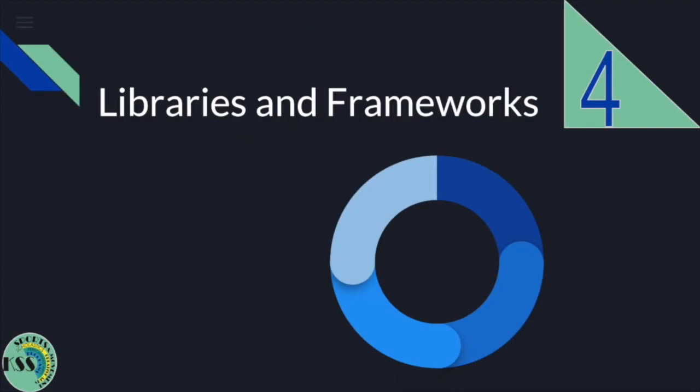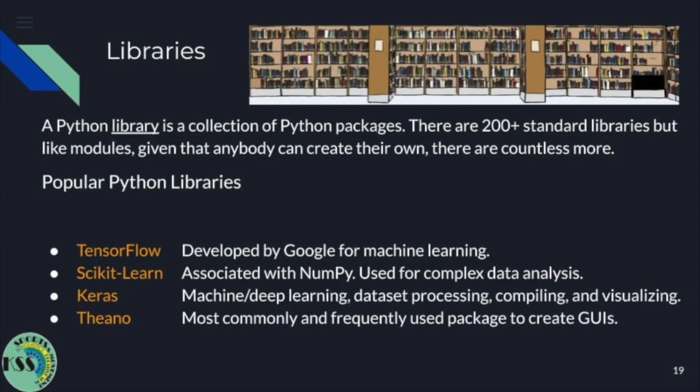Libraries and frameworks. Libraries. A Python library is a collection of Python packages. There are over 200 standard libraries, but like modules, given that anybody can create their own, there are countless more. The list on the screen shows some of the most popular Python libraries.